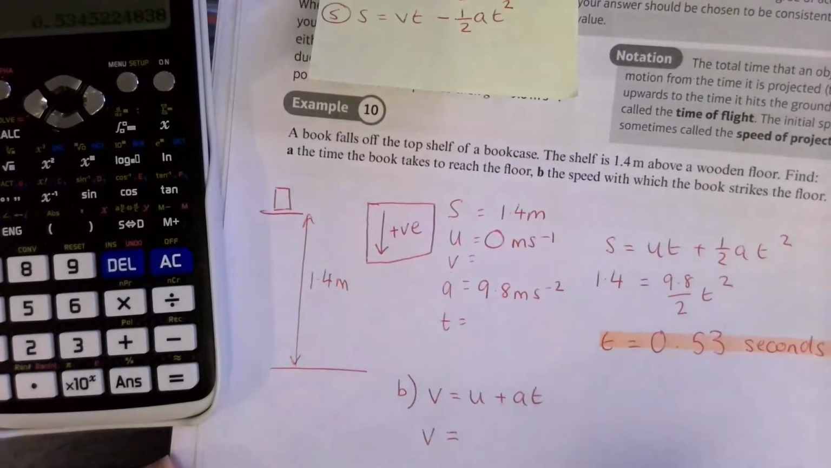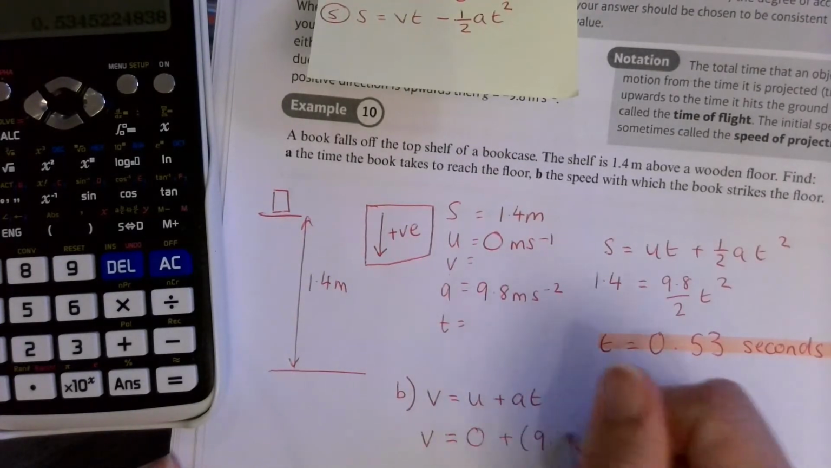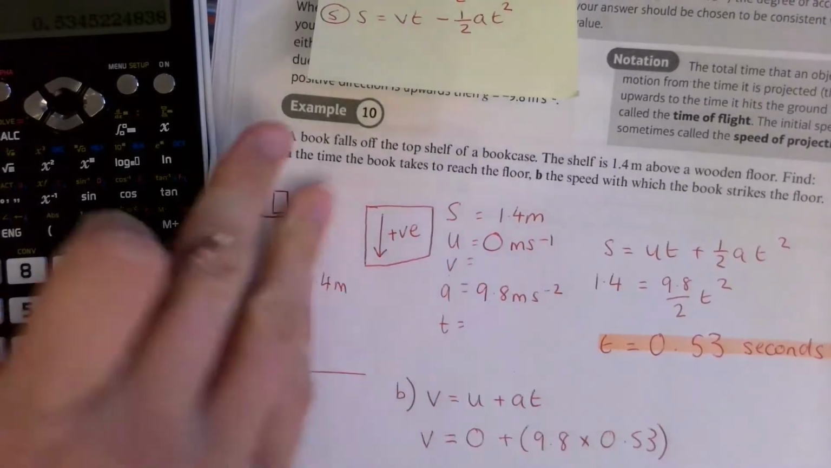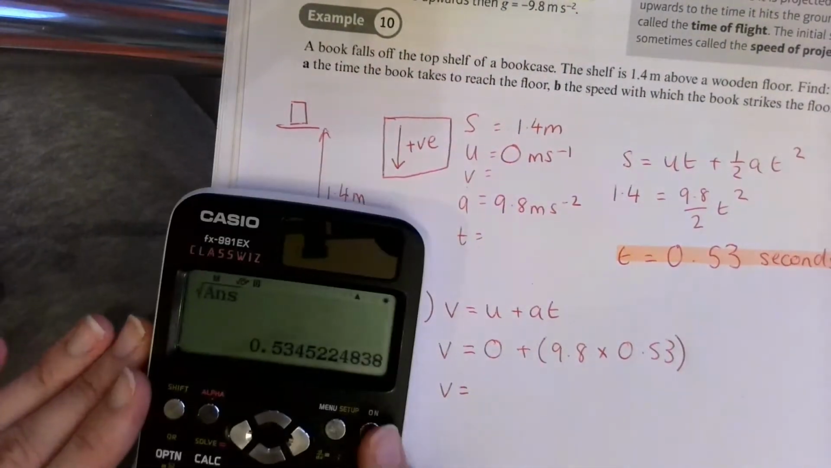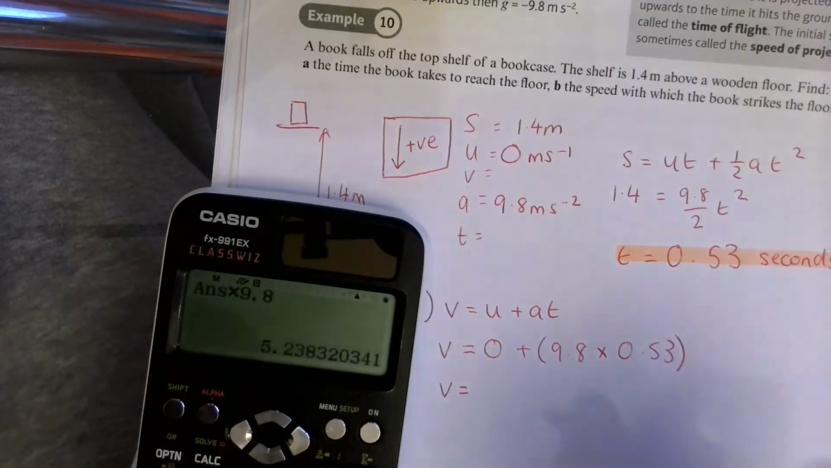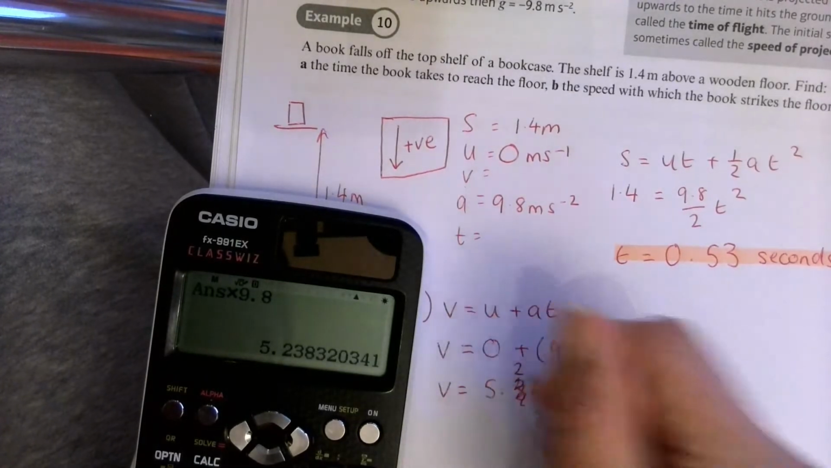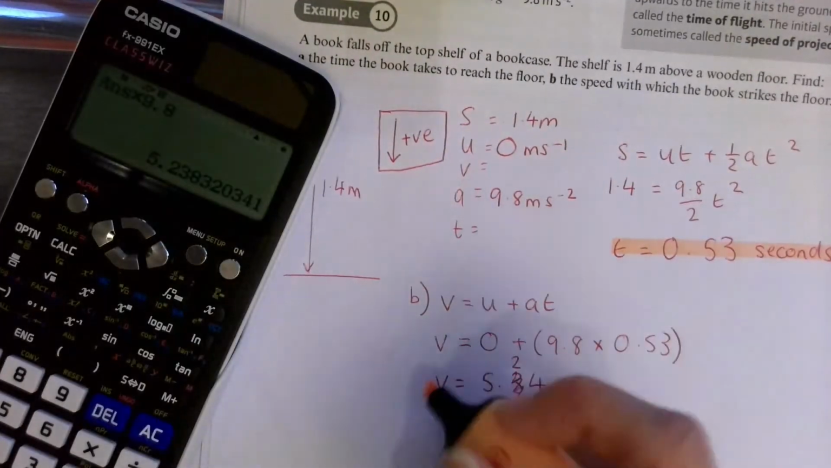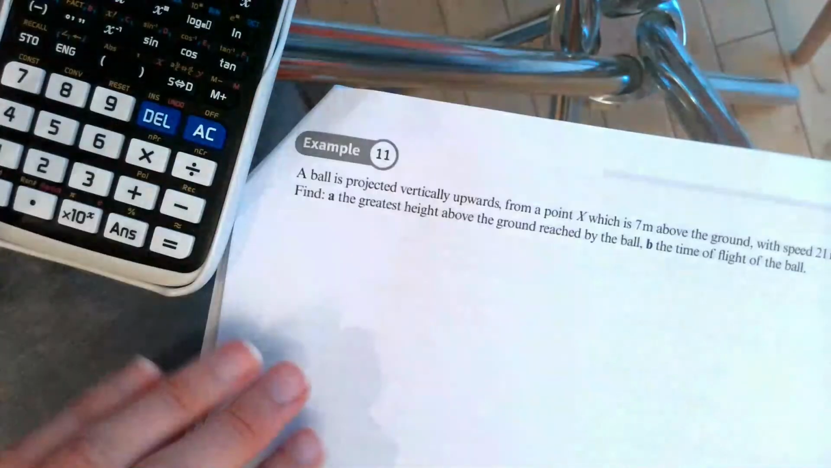V is equal to U plus AT. U is 0, A is 9.8, and T is our answer we've just got, 0.53. Type all that in and get my answer for V. Oh, sorry, can't quite see that on there, can you? So I've got my answer for T there, and just need to times that by 9.8 to get my velocity of 5.24 meters per second. And that velocity is going to be downwards towards the floor, because downwards is what we're talking about as a positive. Okay, let's have a look then at the next example.